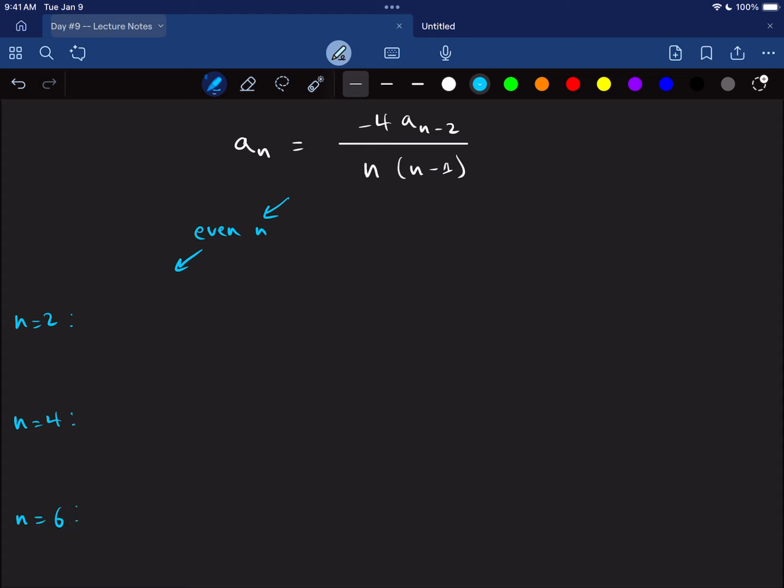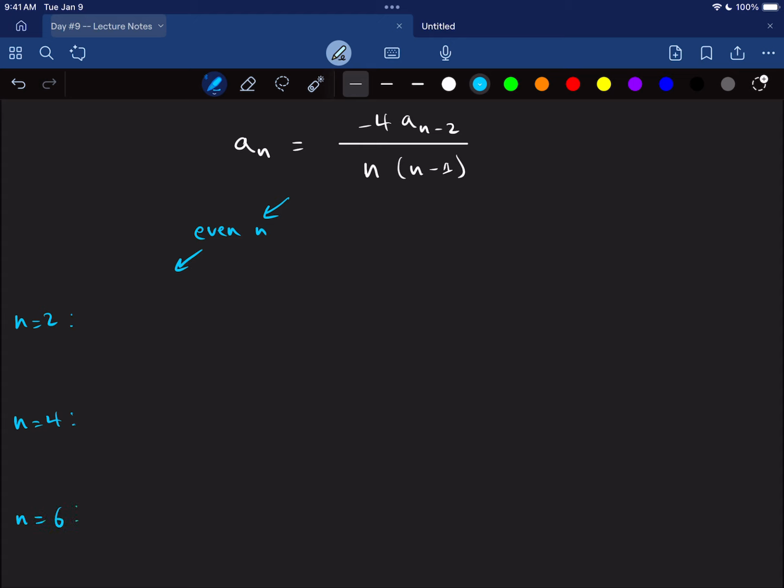So I have a2 equals negative 4 a naught over 2 times 1, which I can simplify. I am actually not going to simplify this yet. You might want to do like, oh, 4 divided by 2 is 2, and then just be on your way. I'm not going to do it that way, and you'll see why in a moment.